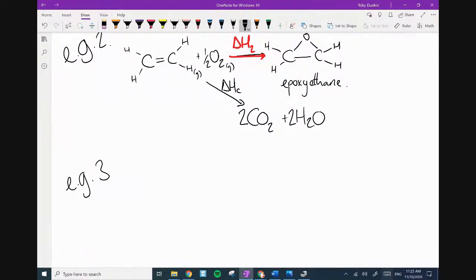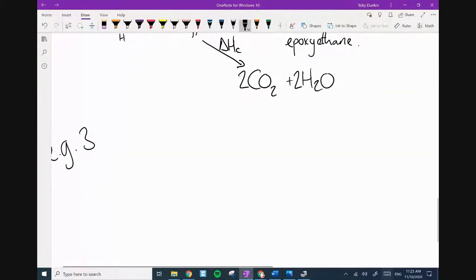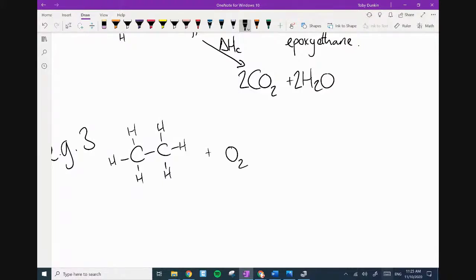Let's do one more as well. Number 3. The next one is let's take ethane, and we want to burn it, but we want to burn it to produce carbon monoxide. So I'm going to burn this incompletely. So 2 carbons, hydrogens, oxygens, 5, 2.5. Right, I want to do that.